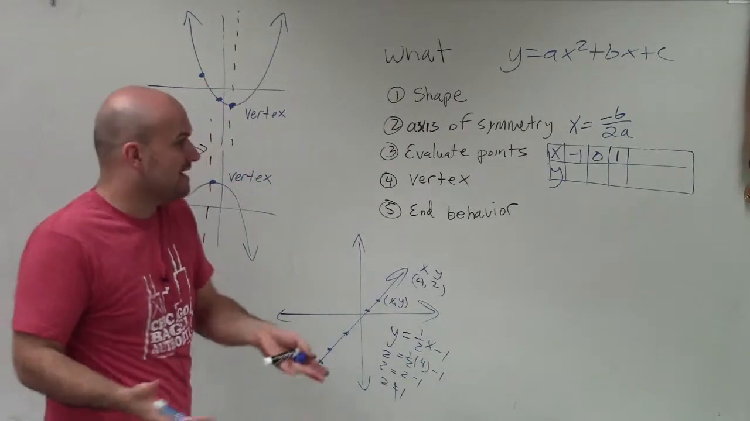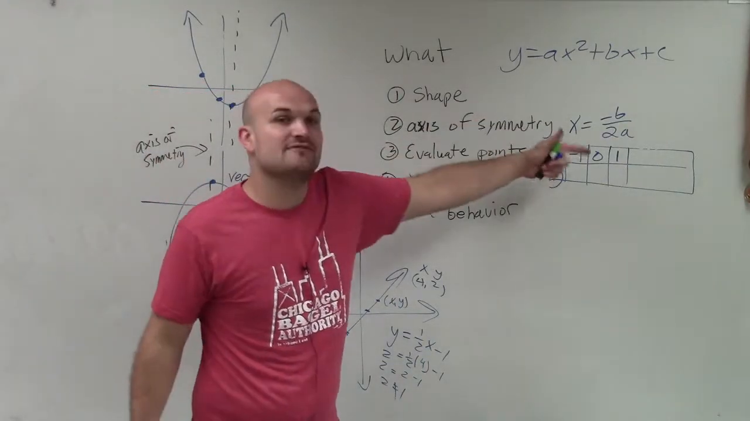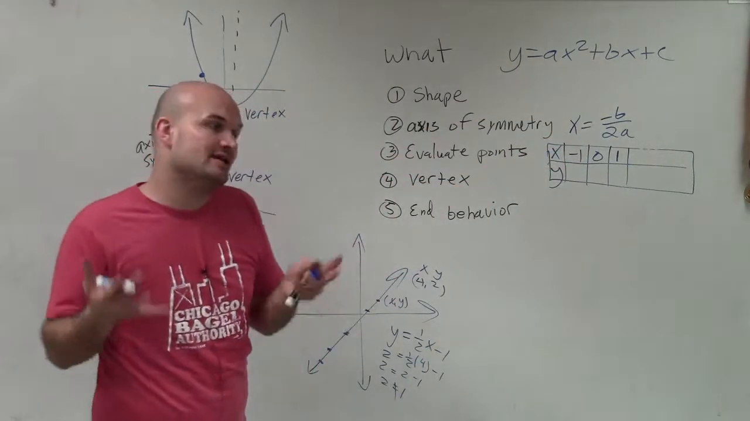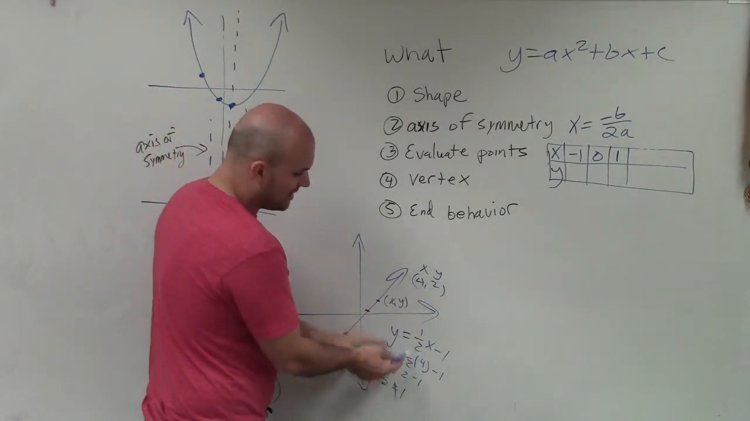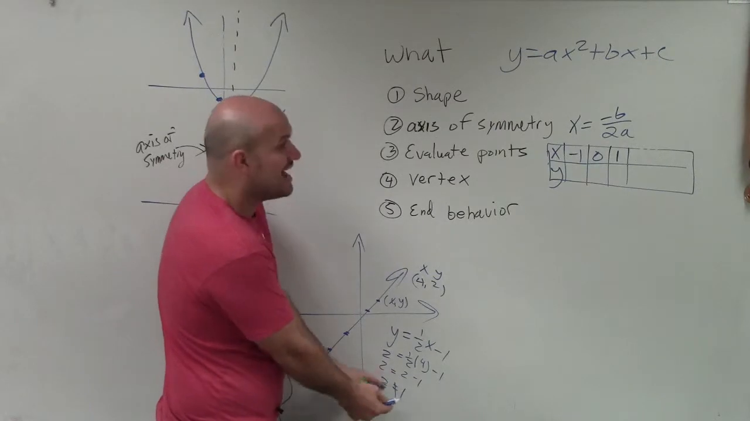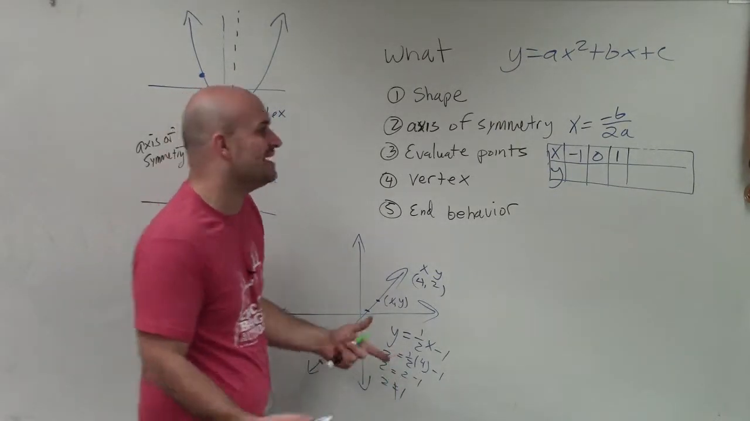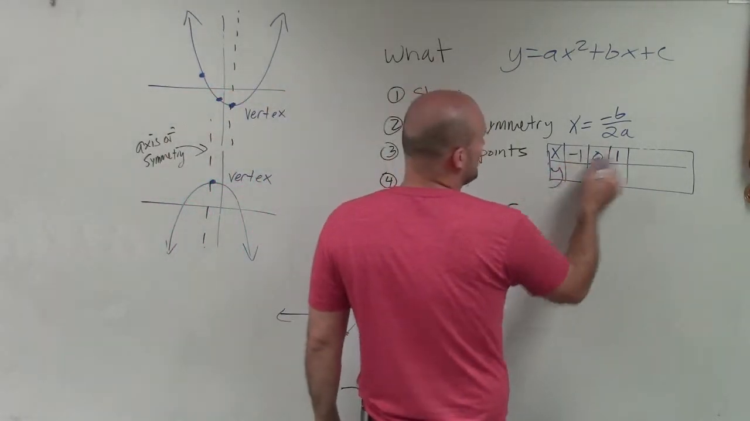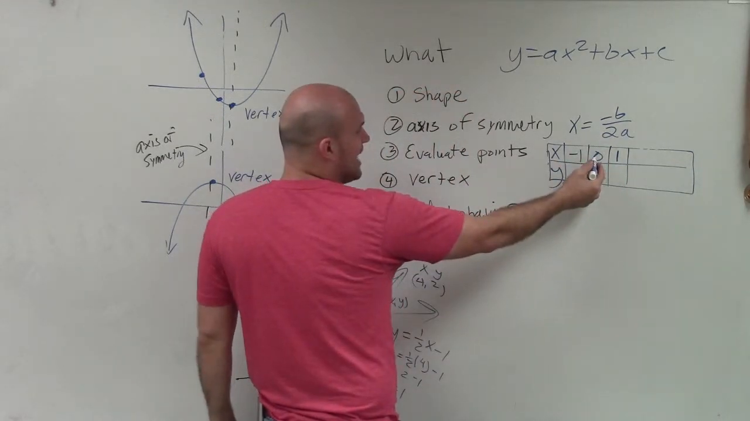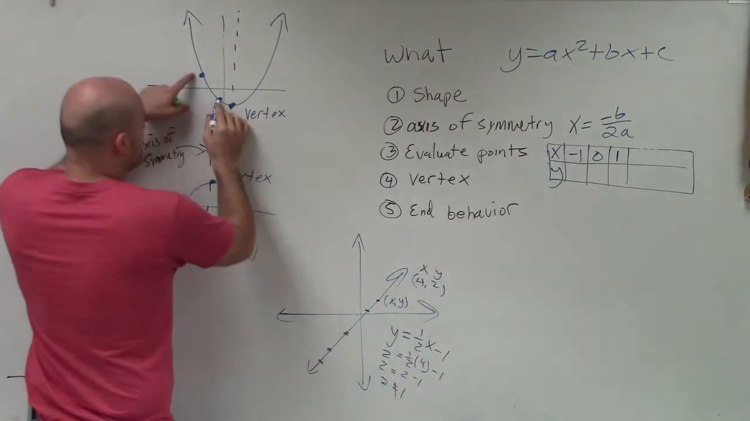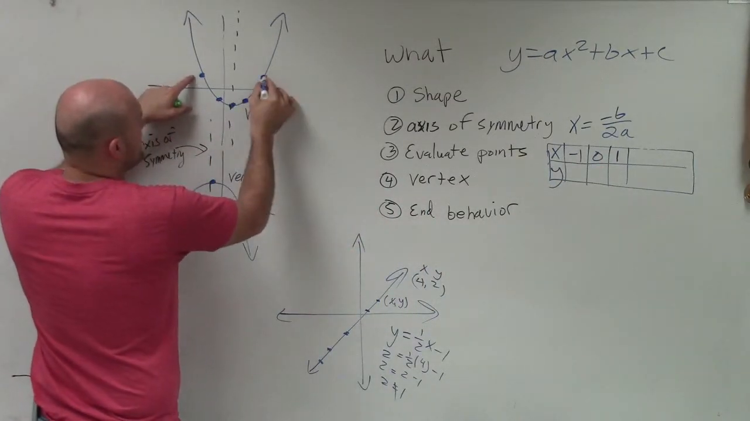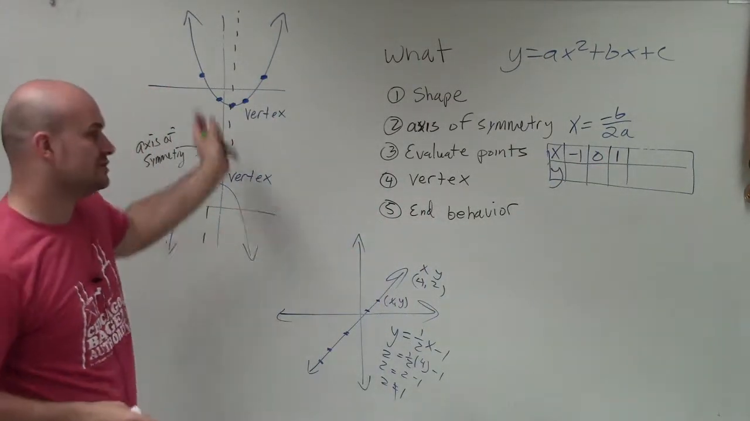To evaluate them, I know the x value. I need to figure out what is the y value that's going to make the equation true, because we want to find the points that are on the line. So what you do is plug in the value for x to solve for y. Then once you know those 2 points, you can just reflect them over to find the other 2 points on the other side to create your parabola.